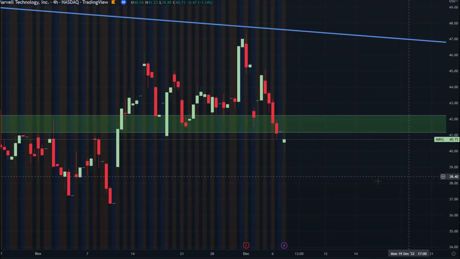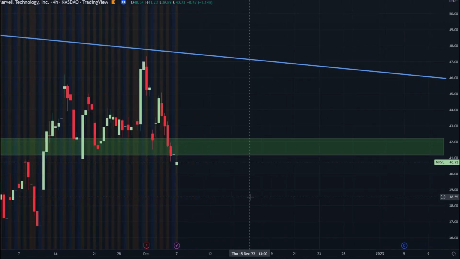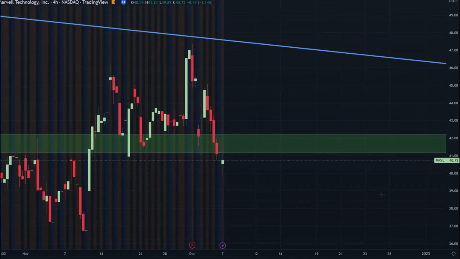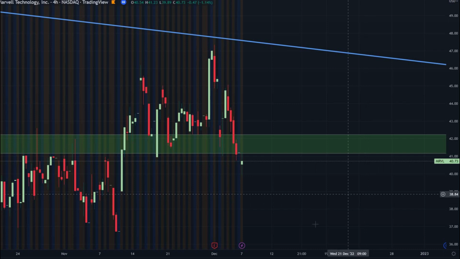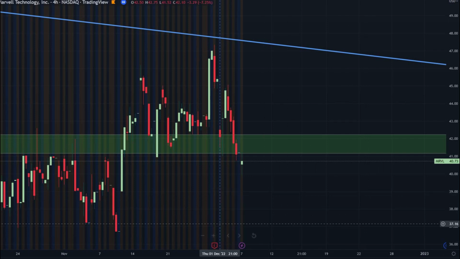I did tell you this was a bit of a roller coaster ride of a trade, which isn't how they always happen, right? It's a very small percent that we do get this roller coaster price action, but it does happen from time to time. So let's go ahead and play this out.